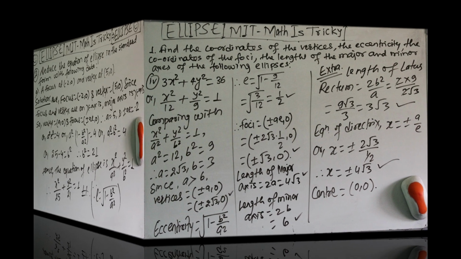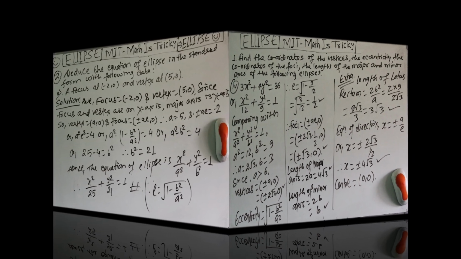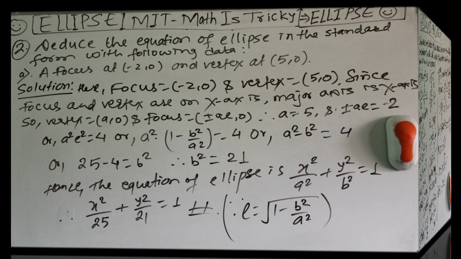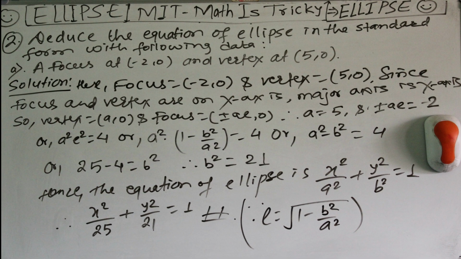Okay, so now we'll move to a different type of problem. Question number 2 is here. In this case we have to deduce the equation of the ellipse in standard form with the following data. We are given focus at minus 2 comma 0 and vertex at 5 comma 0. You can see focus and vertex are both on the x-axis. It means the ellipse is a horizontal ellipse.